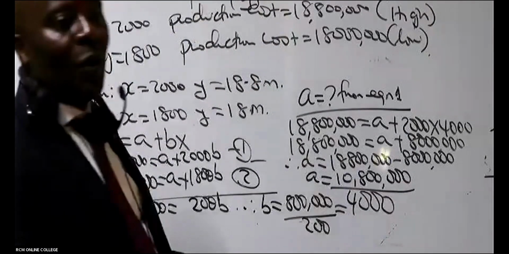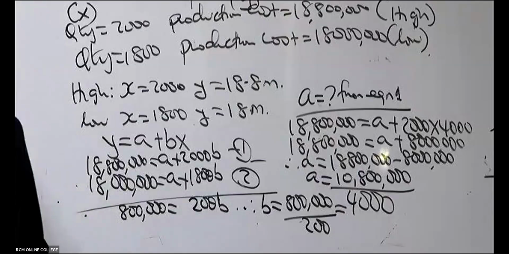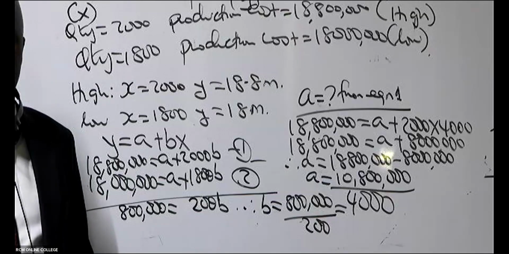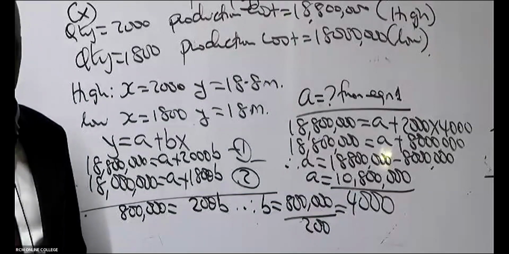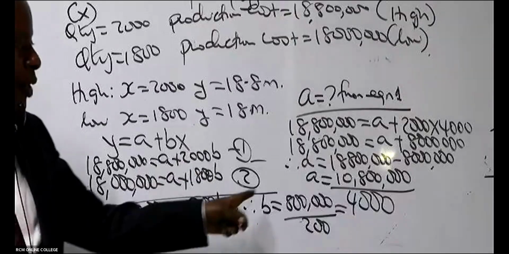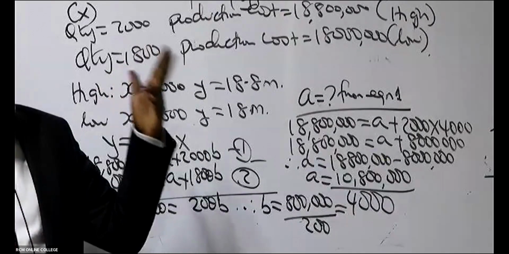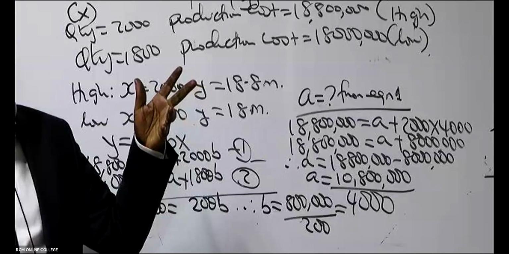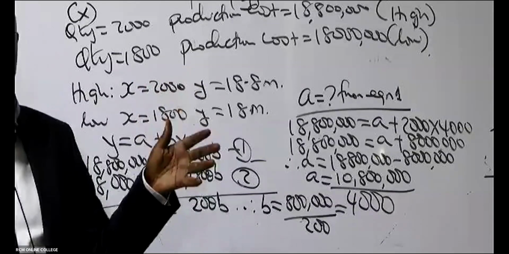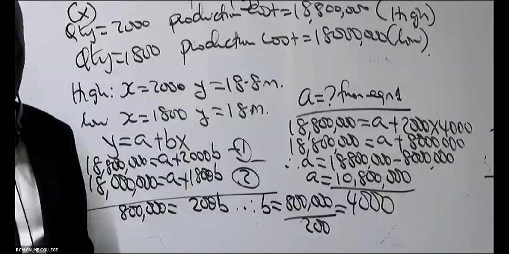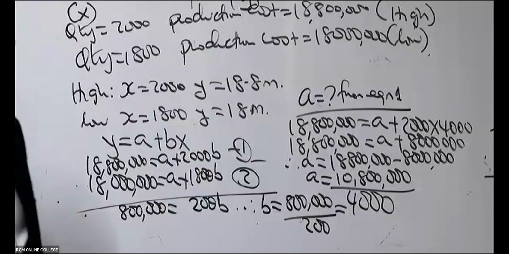So like now here, they never wanted us to write the equation. Let's read the question again. If you read the question again, they wanted us to give them the variable cost, which is how much? 4,000 per unit, isn't it? And then number 2, total fixed production cost, which is how much? 10,000,000? Yeah, 1,800,000.